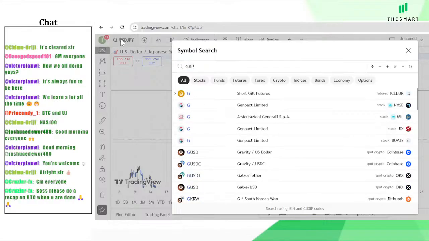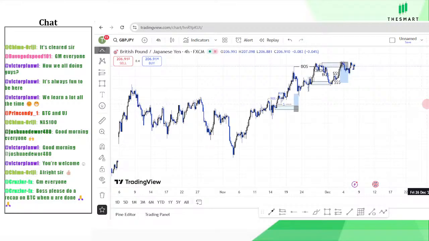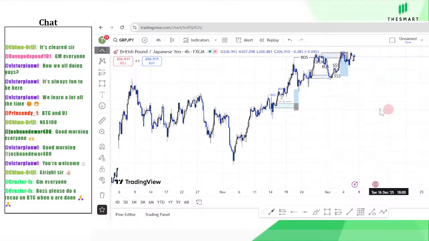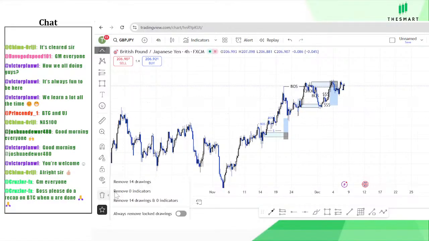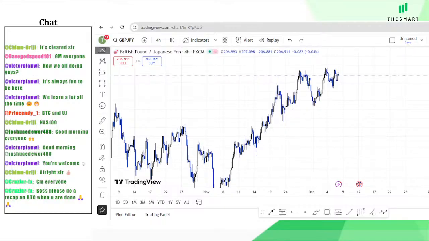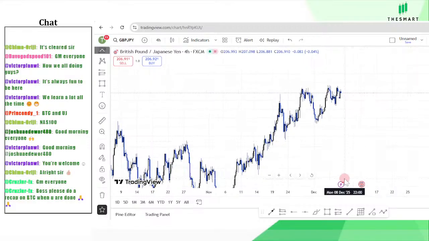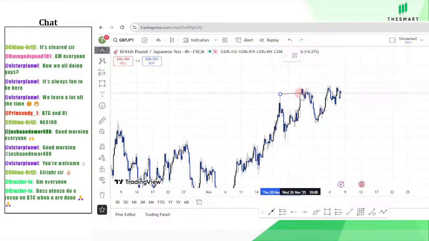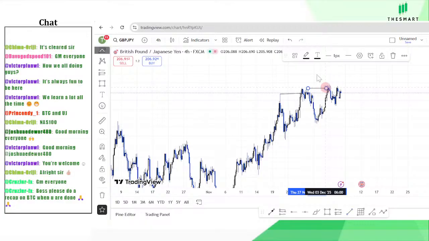So GBP, we might just look at it from the 4 hours. Taking away all of this. All right, so here on the 4 hours time frame, we have this last break of structure, and let me see if this was a valid break. Okay, so here was what we had.